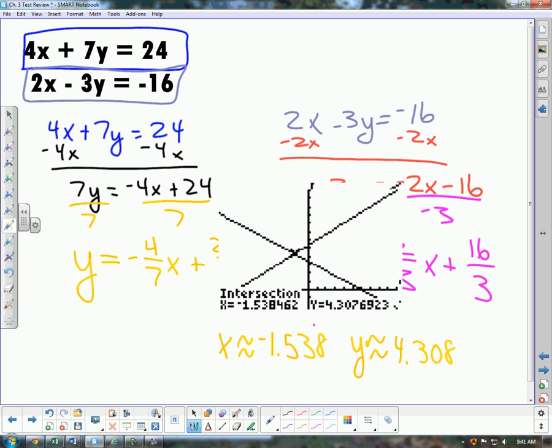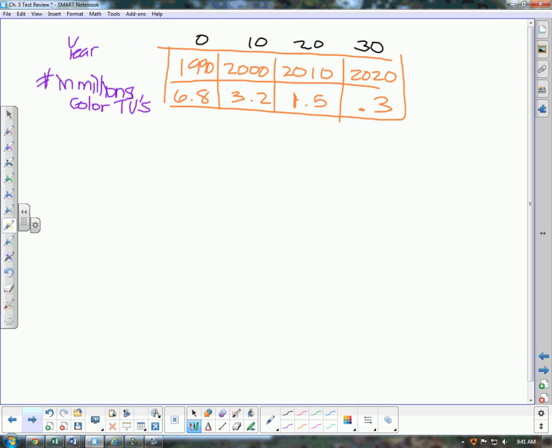And then finally, the other thing that you will have to do, you'll have a couple of equations where you're going to find the line of best fit and all of that good stuff. So, given these years, 1990, 2000, 2010, 2020, and this is all made up stuff, but just as a practice. And this is the number in millions of color TVs that are not flat screens. I know it's hard to imagine a TV that's not a flat screen anymore, but there are some out there.